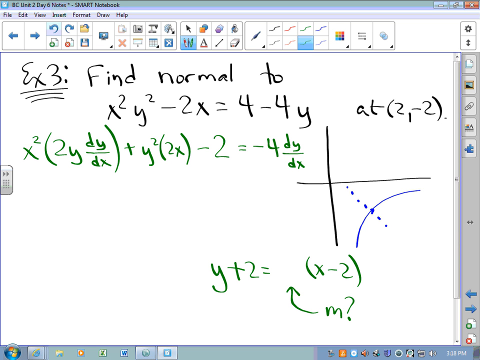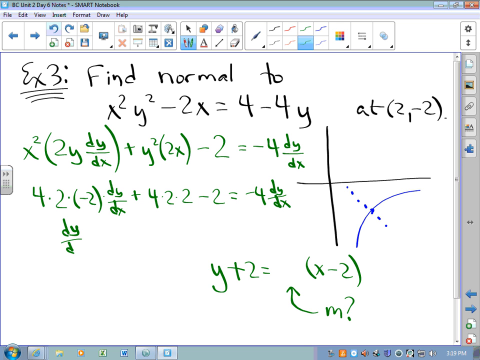Now, two options here. We could bring all the dy/dx's over to one side and divide, and that would be fine, except that we're not interested in what dy/dx is in general. We're interested in what dy/dx is there. And so it is perfectly conceivable for us to make substitutions now. x squared is 2 squared, that's 4. y is negative 2. x is 2. And so we can get what dy/dx is.